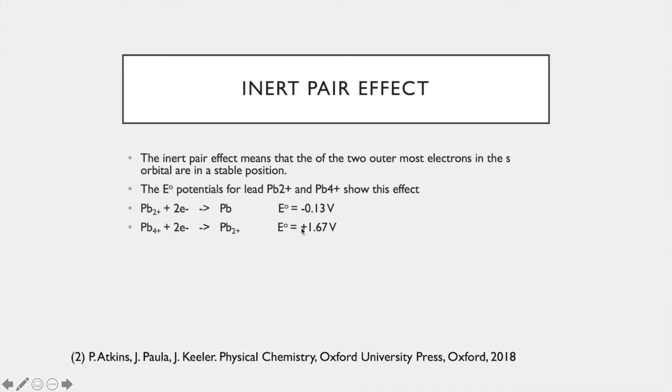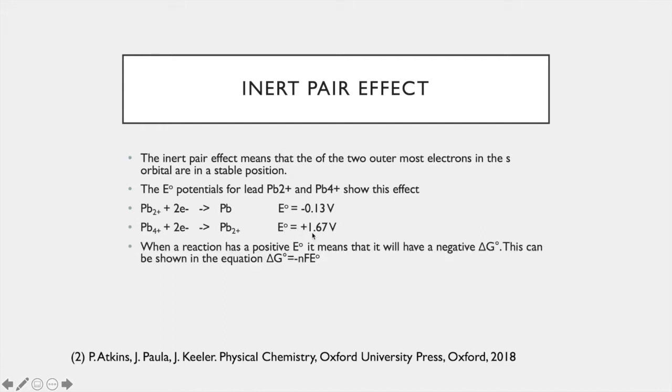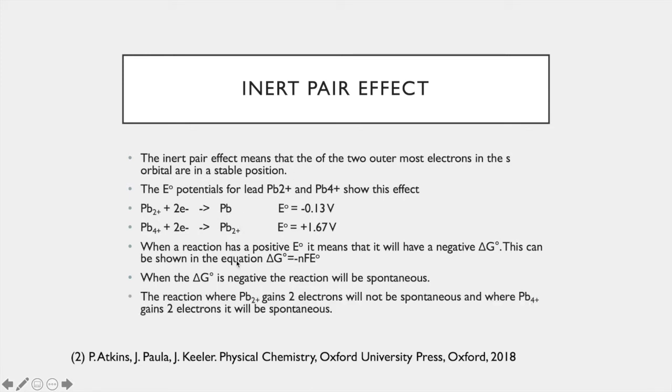Pb4+ is not stable. It has a high E cell, and if you have a very high E cell, your delta G will be negative because of the equation delta G equals -nFE. And obviously, when you have a negative delta G, the reaction will be spontaneous. So this wants to go down to the more stable Pb2+. This doesn't want to go down to just Pb with no charge, again because of the inert pair effect.